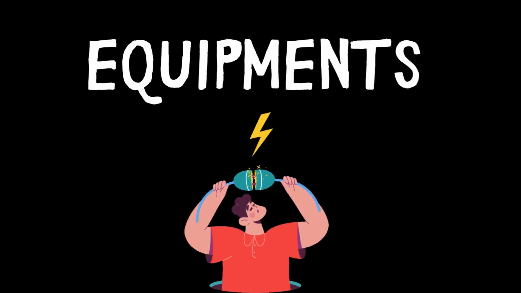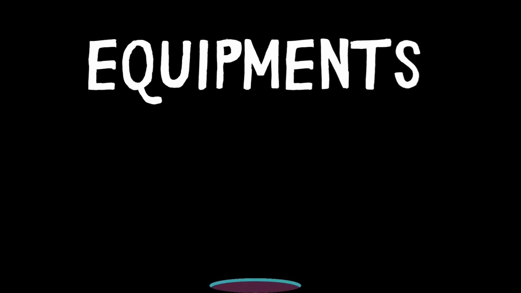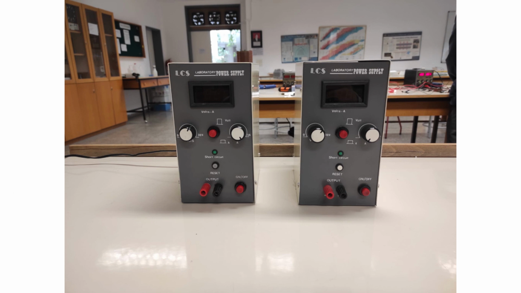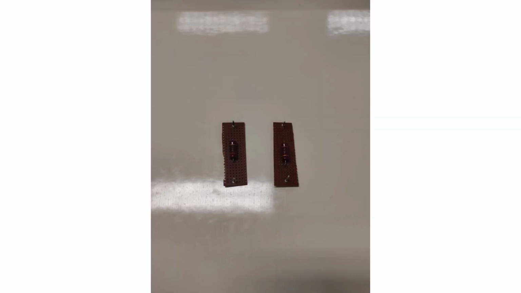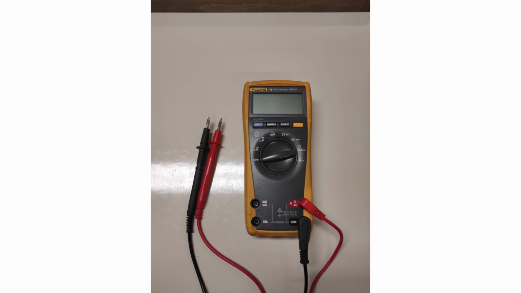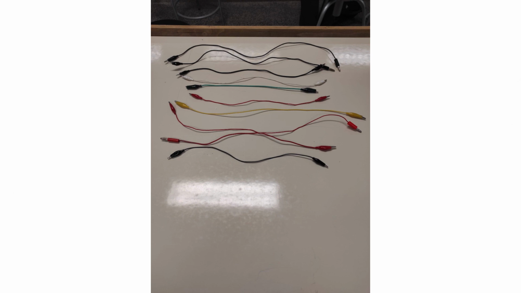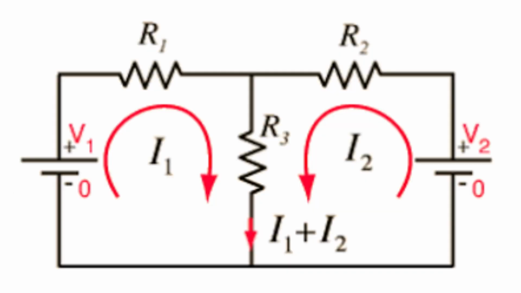I need some equipment for this experiment. First of all, I will use two identical DC supplies. Also, I need two resistors with 150 ohm and only one resistor with 100 ohm. Finally, I will use a multimeter to measure current and voltage values on resistors and a bunch of wires to set up the circuit. Now, we can start the experiment.